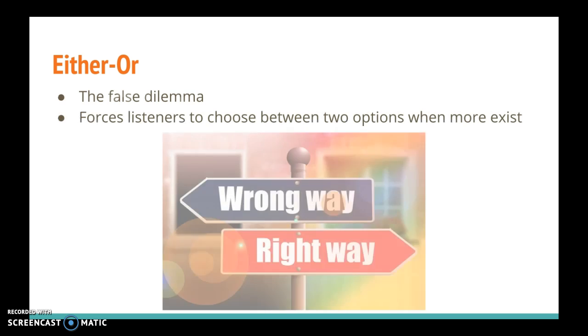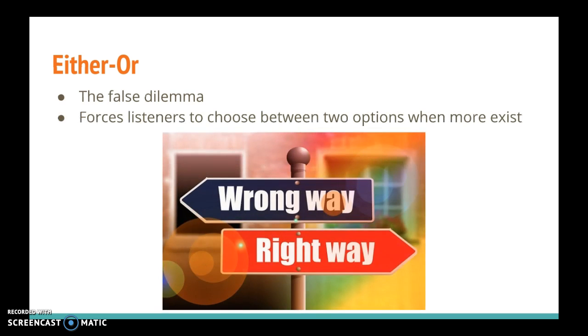Our next fallacy is the either-or fallacy, otherwise known as the false dilemma. And this fallacy forces listeners to choose between two options when really more than two options exist. So this is saying that there's either a right way or a wrong way, and there's no gray area in between. And a really good example of this is in politics, especially when it comes to presidential elections.